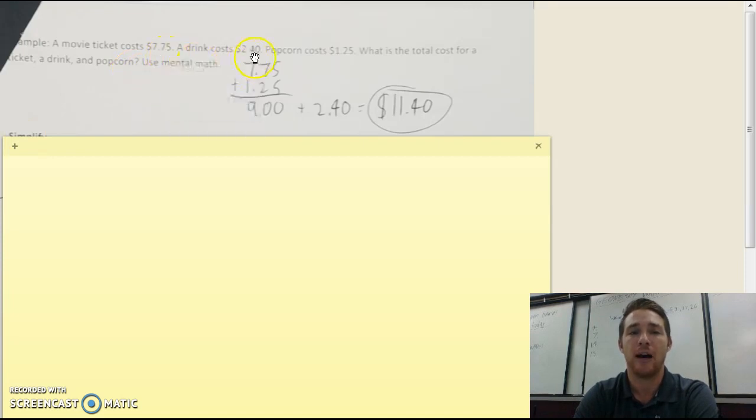So 7.75 and 2.40, those don't really line up too well together. But if you imagine I switch the order, I add the movie ticket cost to the popcorn cost, 7.75 plus 1.25, that's a little bit easier to add together in your head. Again, I just kind of listed it there, but you could do this mentally, add those, that's like 3 quarters and 1 more quarter. I get $9 total. And then I can just throw that drink cost in there.